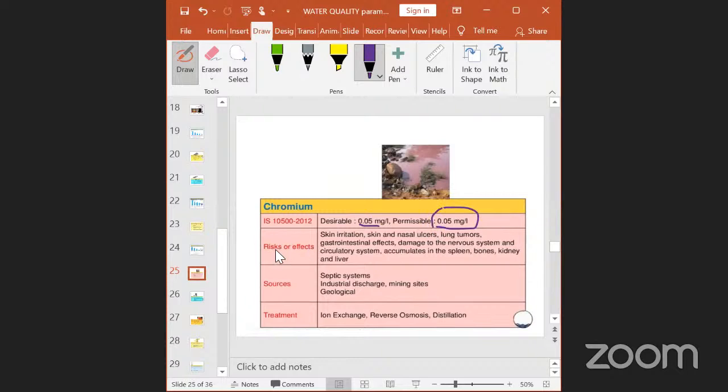The effects of excessive chromium are skin irritation, that means some skin problems, and damage to the nervous system. Sources are septic systems, industrial discharge, mining sites, and some geological sites. Treatments are ion exchange, RO, and distillation.